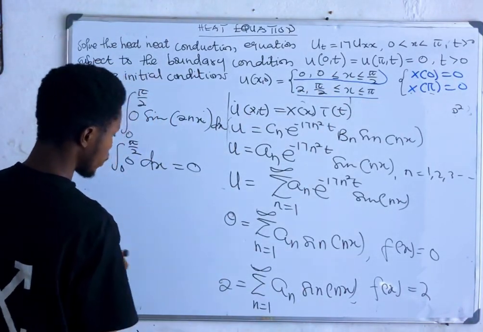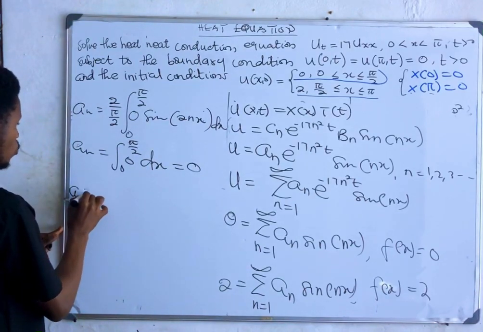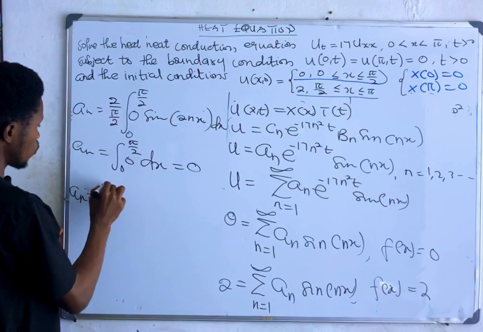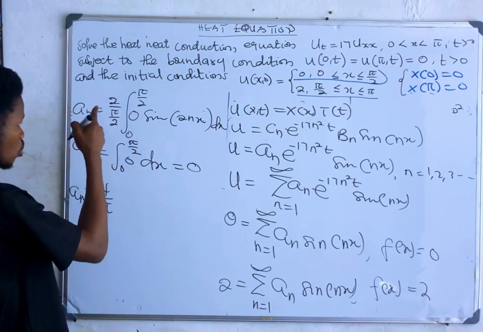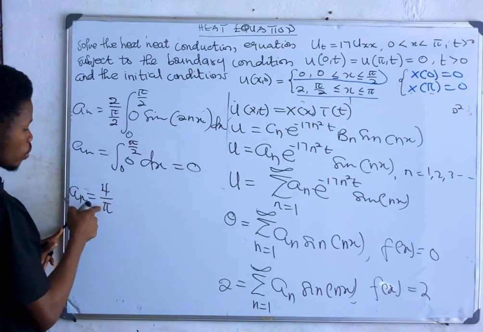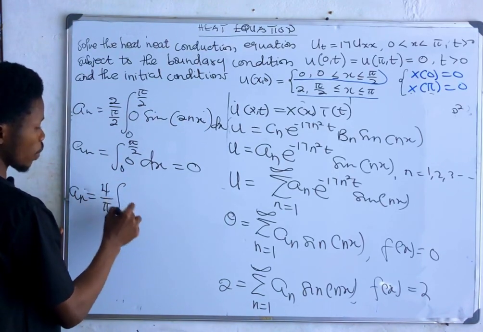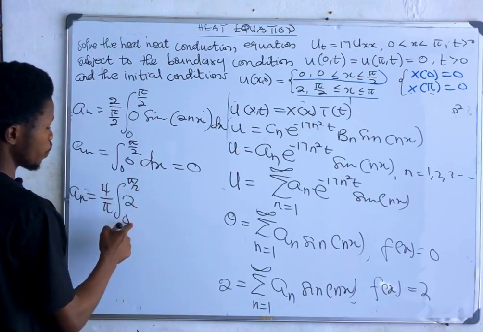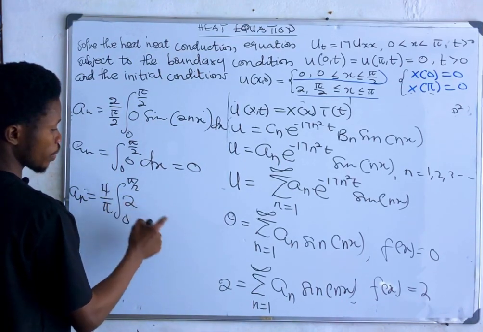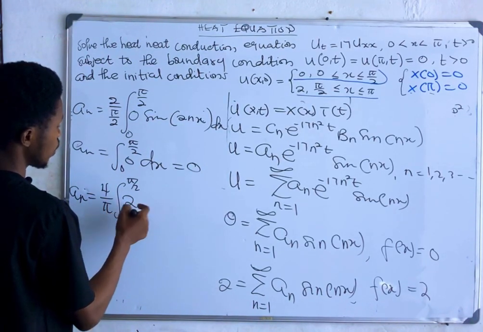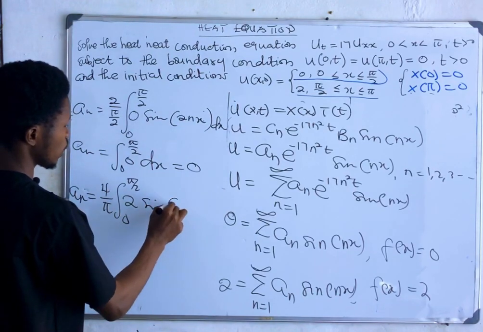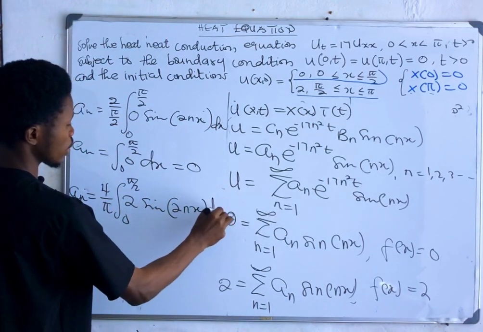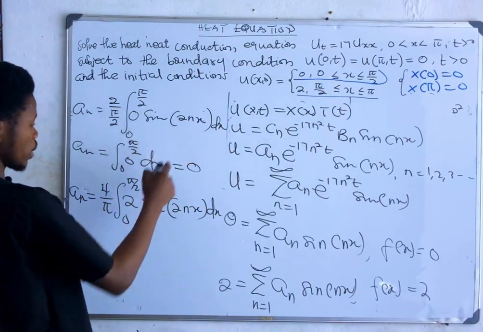That one we have our a_n to be equal to, as I've told you, 2 over L. So that gives 4 over pi. Integral of the function f at x is 2, 0 to pi over 2, then sine 2nx dx. You know why it's 2nx? I have explained it here.